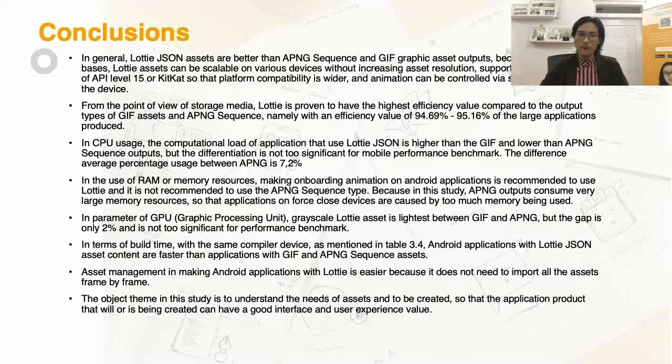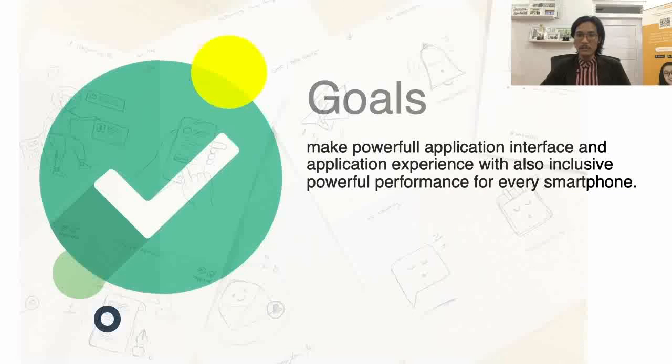In the parameter of graphic processing unit usage, the grayscale Lottie asset is the lightest compared to GIF and APNG, but the gap is only 2% and is not too significant for performance benchmarks. The goal is to make a powerful application interface and application experience, with powerful performance for every smartphone.